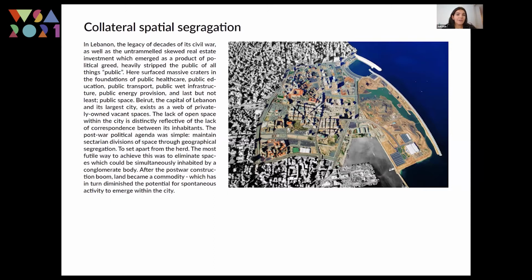Beirut, the capital of Lebanon and its largest city, exists as a web of privately owned vacant spaces. The lack of open space within the city is distinctly reflective of the lack of correspondence between its inhabitants. The post-war political agenda was simple: maintain segregation, to set apart each person from the herd. The most futile way to achieve this was to eliminate spaces where people could meet or conglomerate. After the post-war construction boom, land became a commodity, which has in turn diminished the potential for spontaneous activity to emerge within the city.